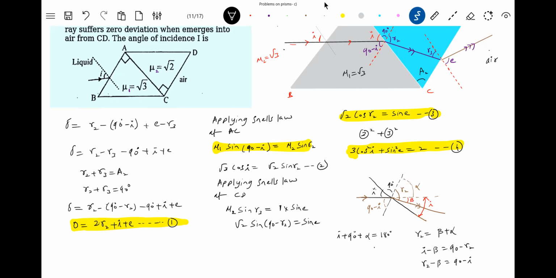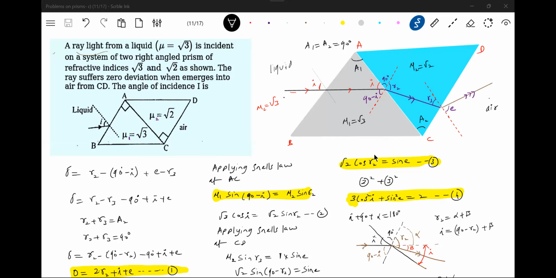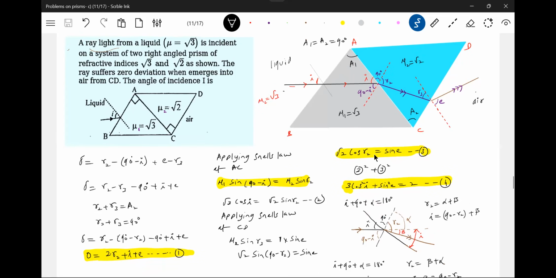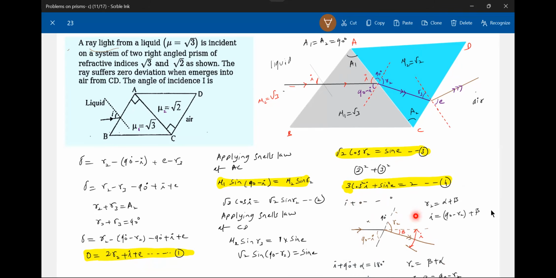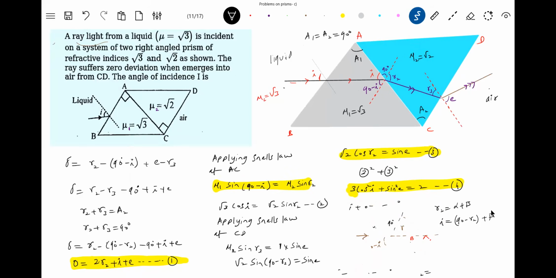So this angle is needed for me. Relationship between the angles, 90 plus I. Yeah, fine. Okay, I think no need of this. These things are not needed. Directly from solving those equations, we'll get the required answer.